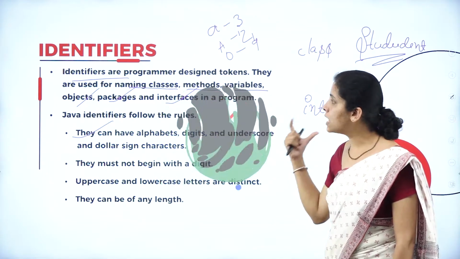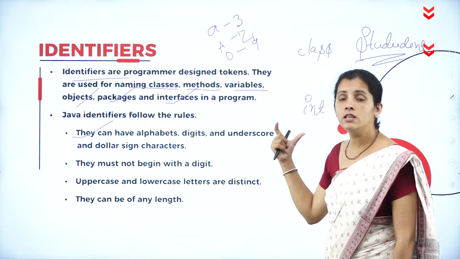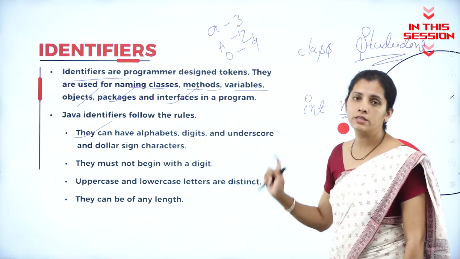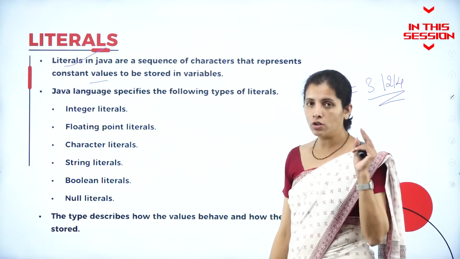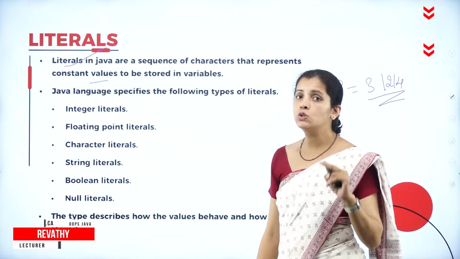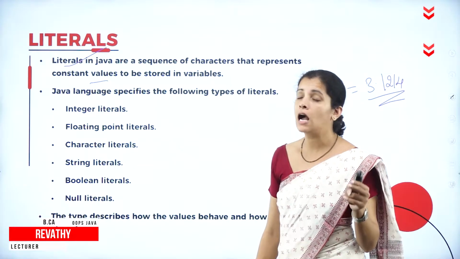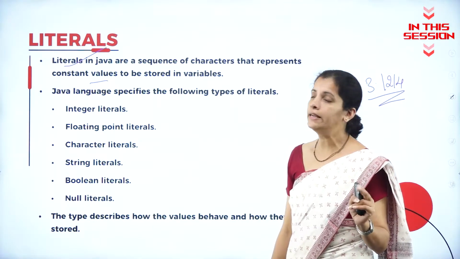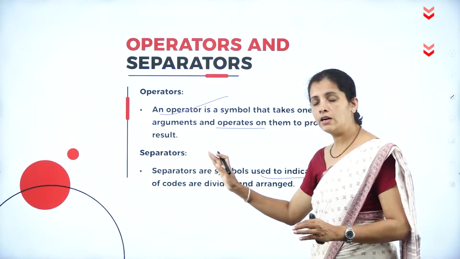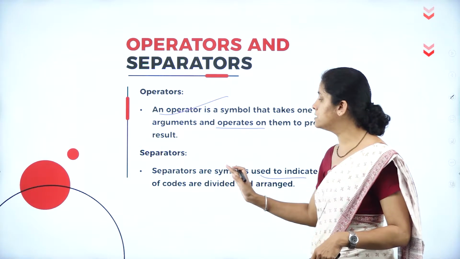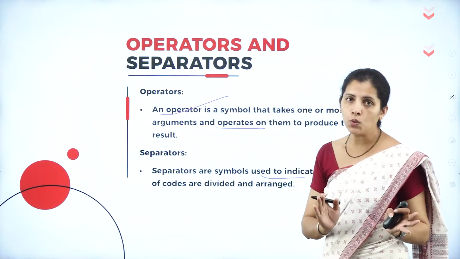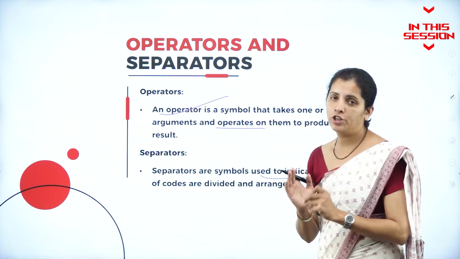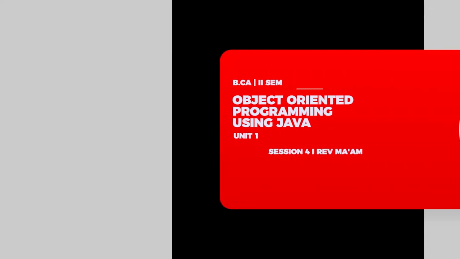I can start my identifier name with the underscore symbol or by using the $ sign. Constant values which are stored in the variables are named constants or literals. What is a separator here? That is nothing but the symbols used to divide the code as well as used to align or arrange the code.